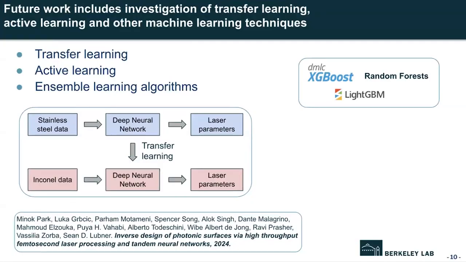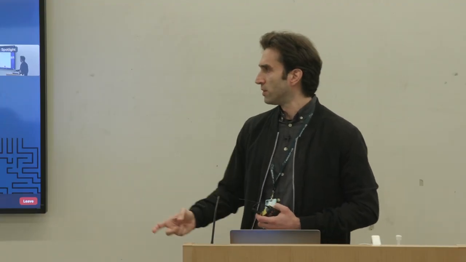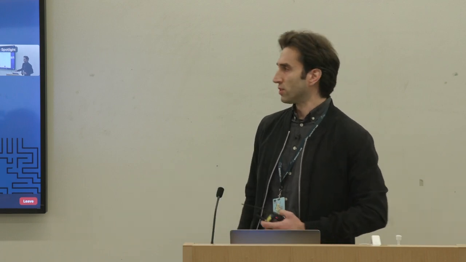Okay, so some future work ideas here. We want to use transfer learning because we're working with stainless steel. Assume we have another material. We want to see if we can transfer these low-level features from the stainless steel inverse model to the Inconel model, for example, which is an alloy. Furthermore, we want to use active learning. We want to efficiently train these models from experimental data with the minimum data set sizes, basically, which is very in line with the whole autonomous experimentation idea that's very important right now.